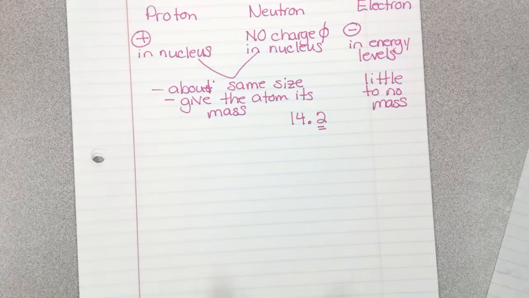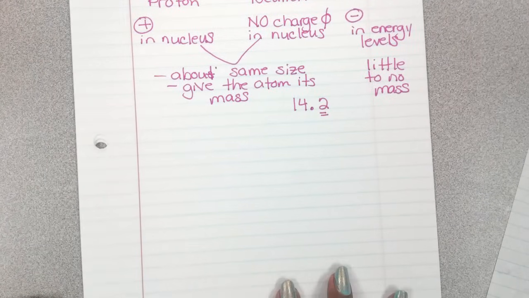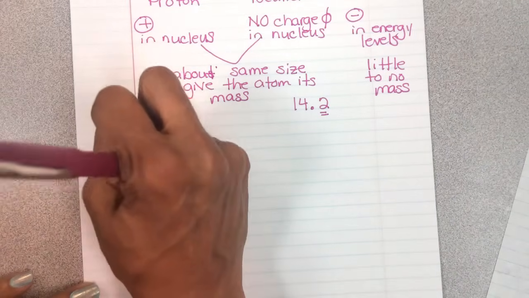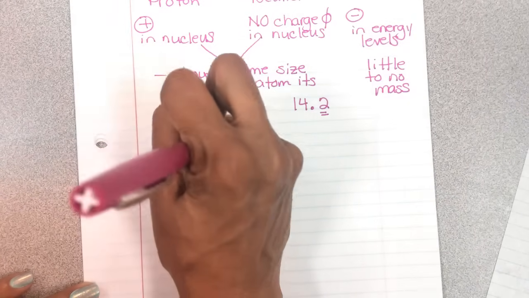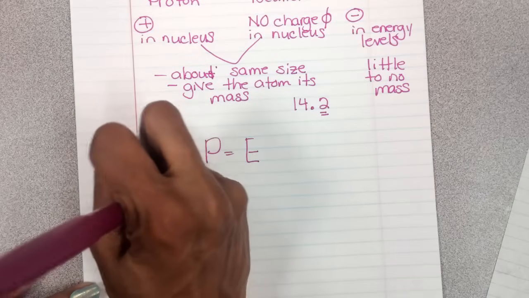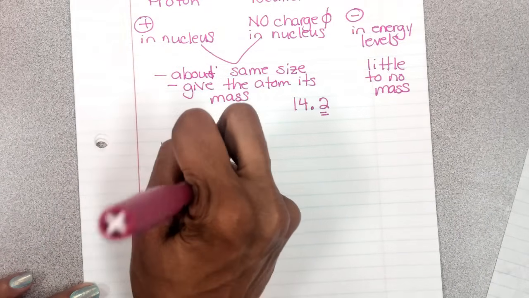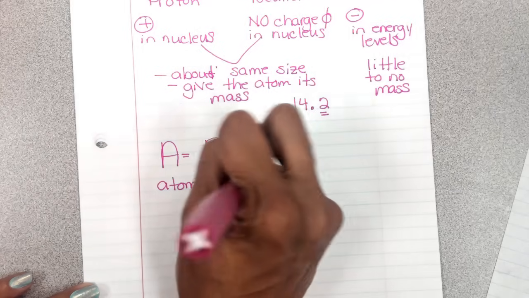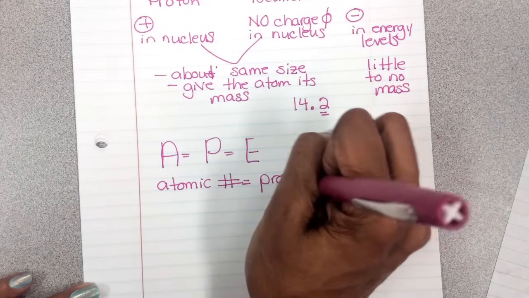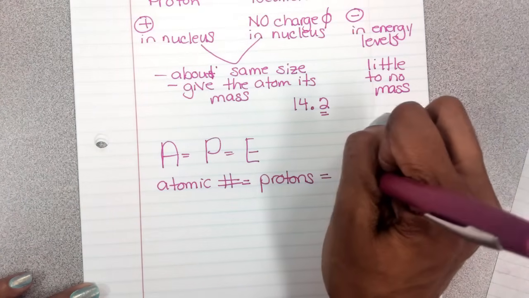All right, let's go over the 2 acronyms that we learned, the rules for Bohr models, and then we're going to draw out some Bohr models. Okay? So the first thing we learned was A equals P equals E. So that means your atomic number tells you the number of protons, and it tells you the number of electrons.